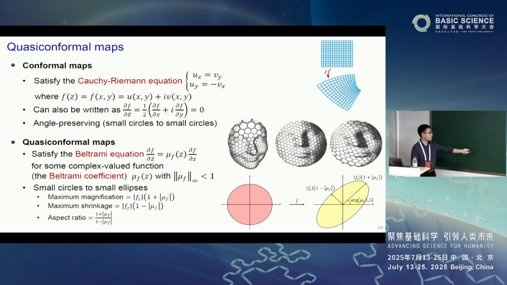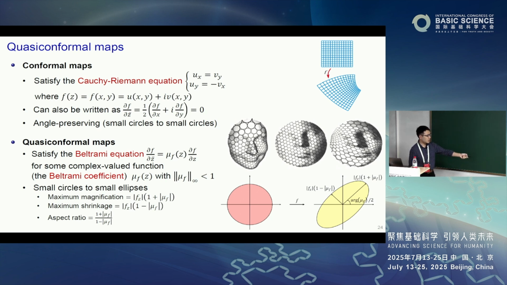Quasi-conformal mapping is a generalization of conformal maps in the sense that it is not conformal, but it satisfies another equation called the Beltrami equation. The Beltrami equation is partial f partial z bar equals mu partial f partial z for some complex-valued function called the Beltrami coefficient, with norm of mu less than 1. The good thing about this quasi-conformal map is that it is more flexible than conformal mapping in the sense that we can allow a certain level of conformal distortion.